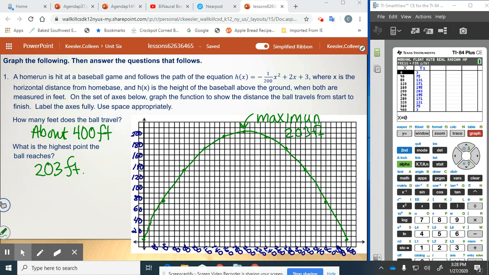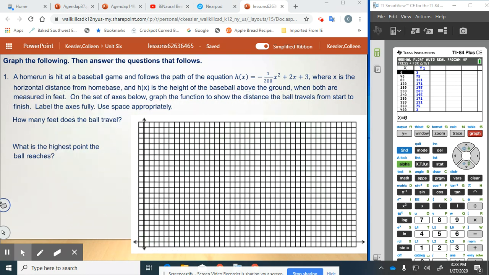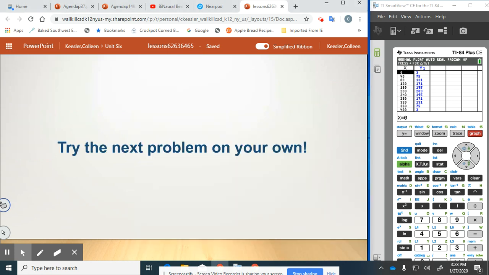All right, so that is very tedious, very time consuming. You have to take your time and be very thoughtful about how you're graphing it so it comes out perfectly like a parabola. If you get something that doesn't have that U shape, you have a conceptual error and you're not showing that you understand that all parabolas should be U shaped. All right, so you're going to try the next problem on your own. I'll be around to help you guys out.